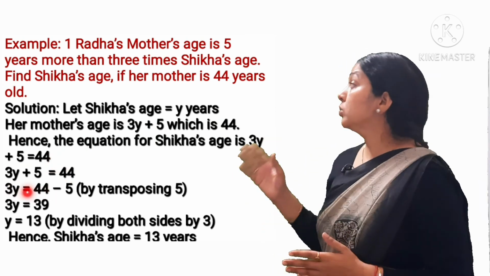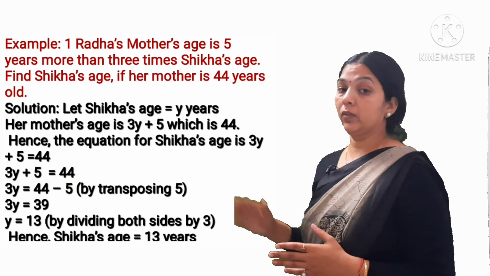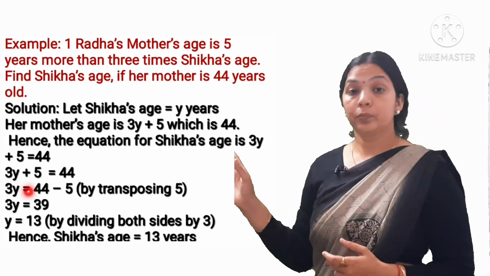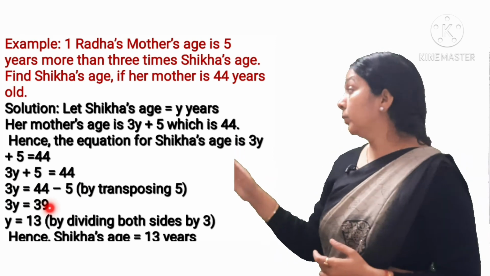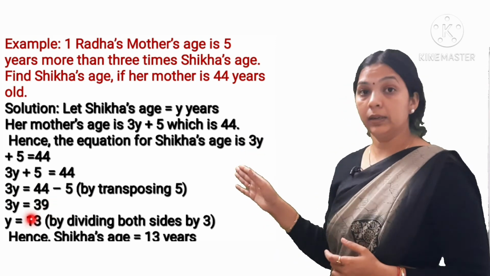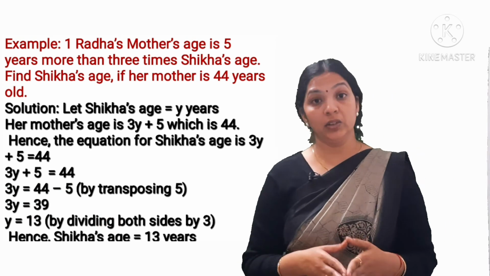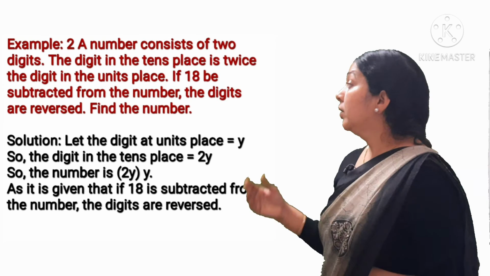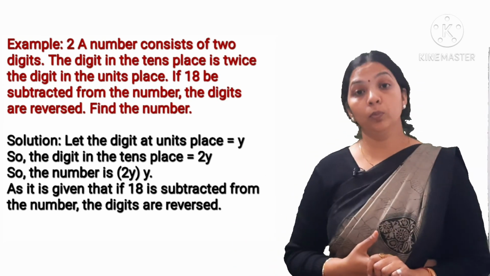Now we can use any method, transposing method or adding or subtracting method to solve this equation. We will use the transposing method. So 3y is equal to 44 minus 5. So it would be 3y is equal to 39, that means y is equal to 13. So Shikha's age is 13 years. So this is how we can use equations in our day-to-day life. Let's take one more example.